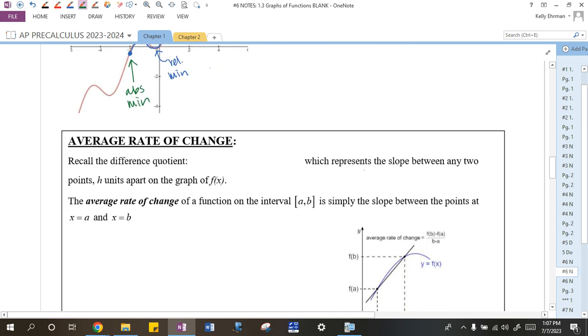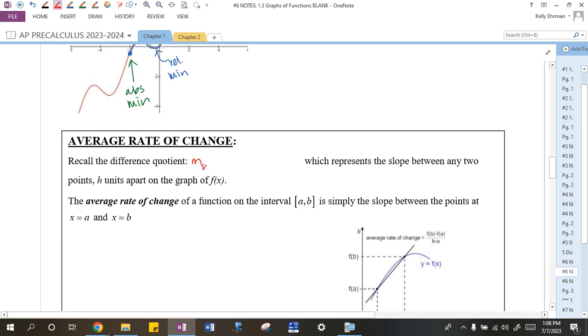Average rate of change is huge on our AP test. It's all over the place. You are going to be asked in free response to calculate an average rate of change, and hopefully you will just say, that's super easy. I'm just finding the slope between these 2 points. So recall the difference quotient. We talked about this a couple days ago.